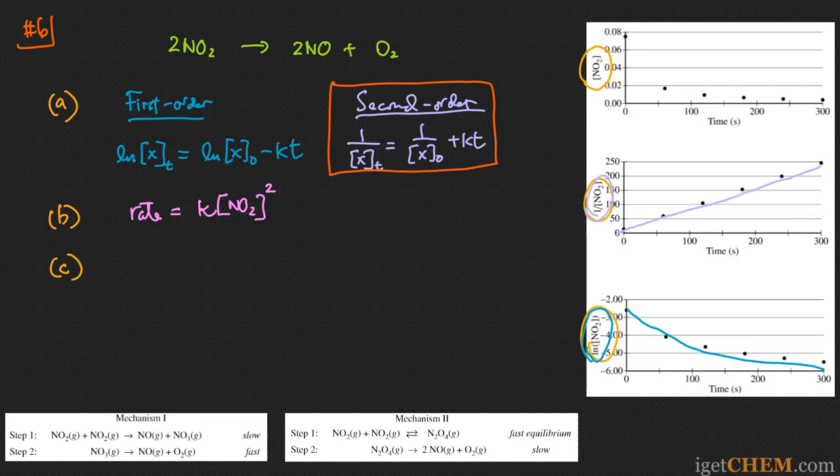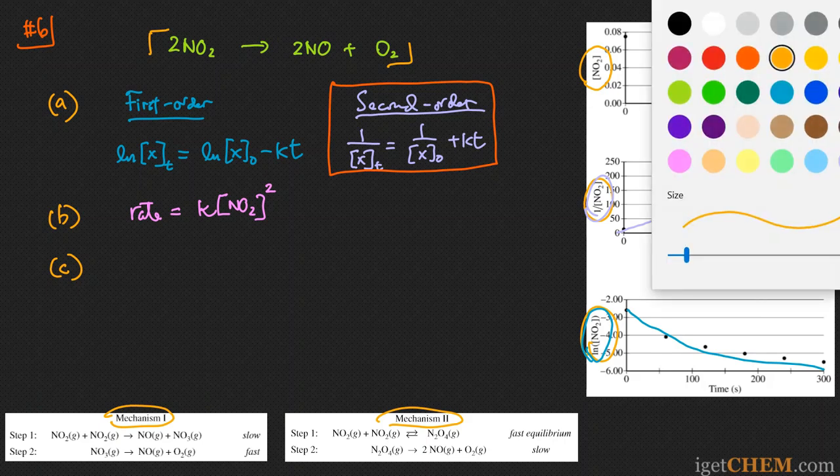And now part C has to do with these two mechanisms. So I've reproduced them right here, and it is asking you for each of these mechanisms whether this is consistent with the observed data. Well, first of all, the mechanism must have an overall reaction that matches the reaction that you are studying. Otherwise, the mechanism is wrong in the first place. You can verify, in fact, that these two actually do give you the correct overall reaction. So now we can take a look at each of them and try to see if they match this second order behavior that's observed experimentally.